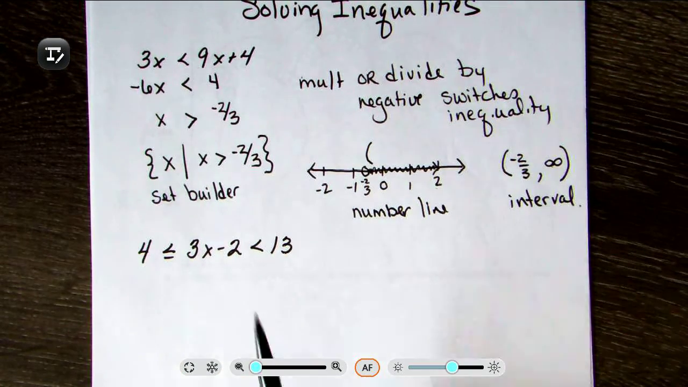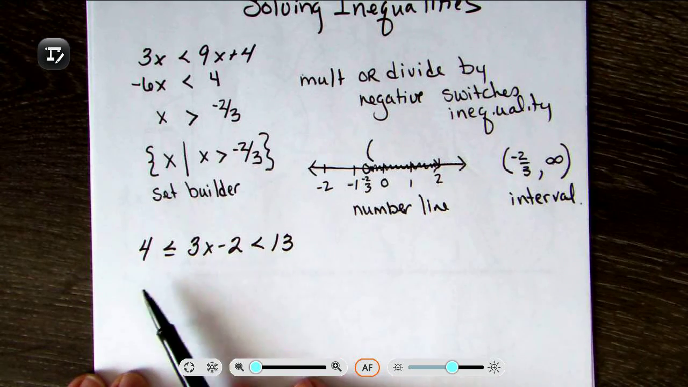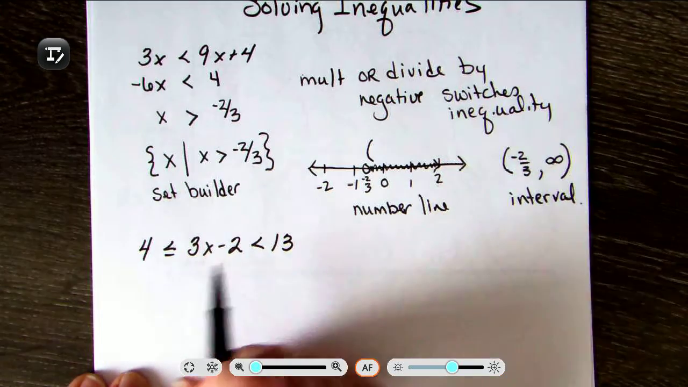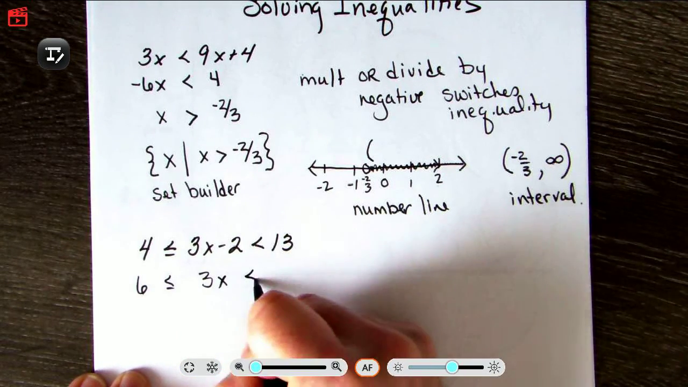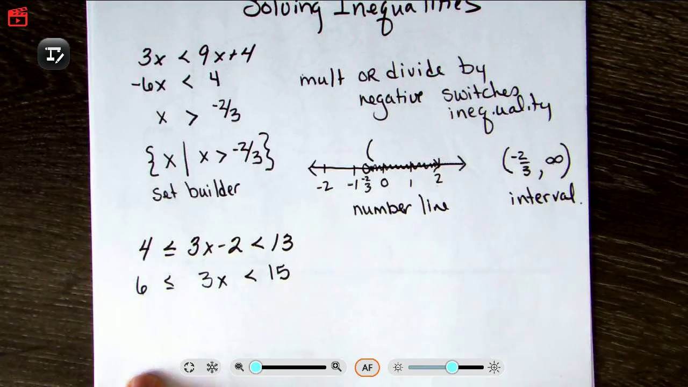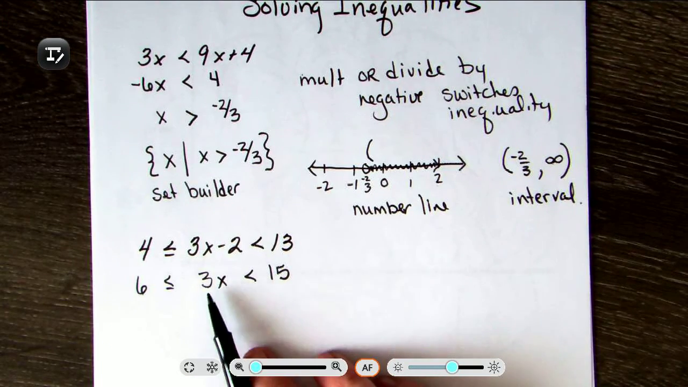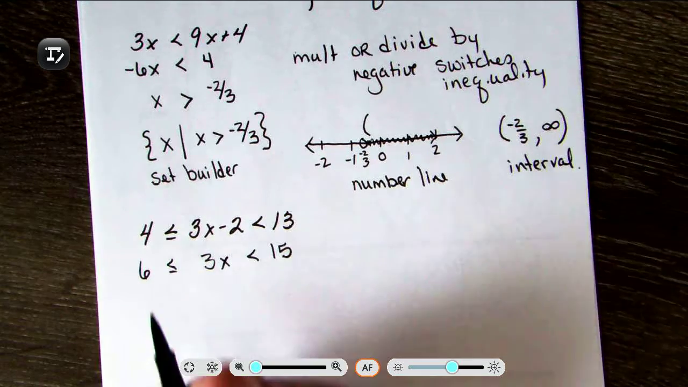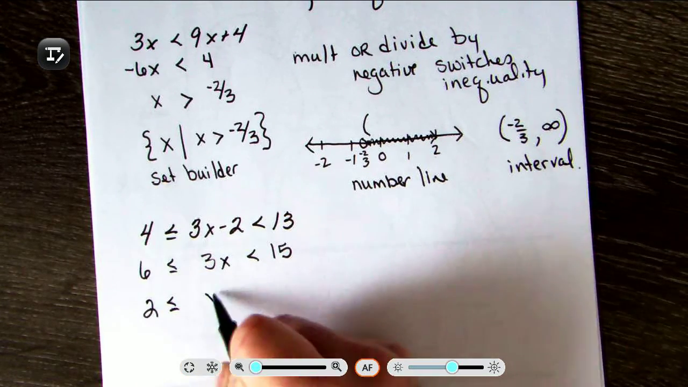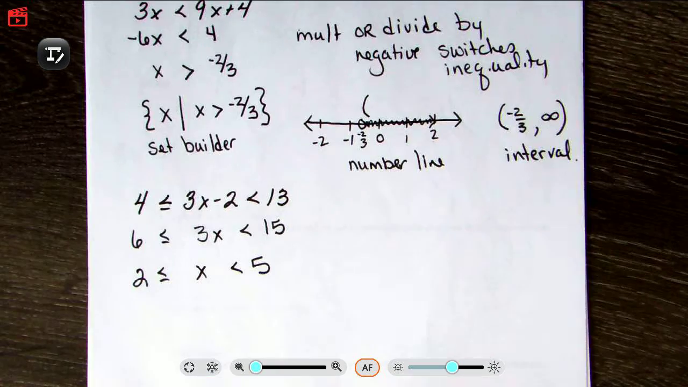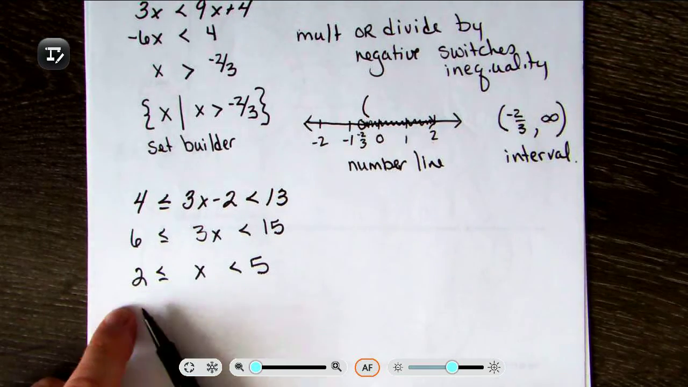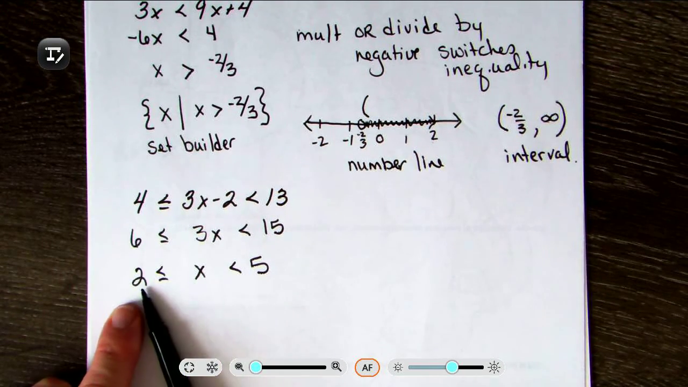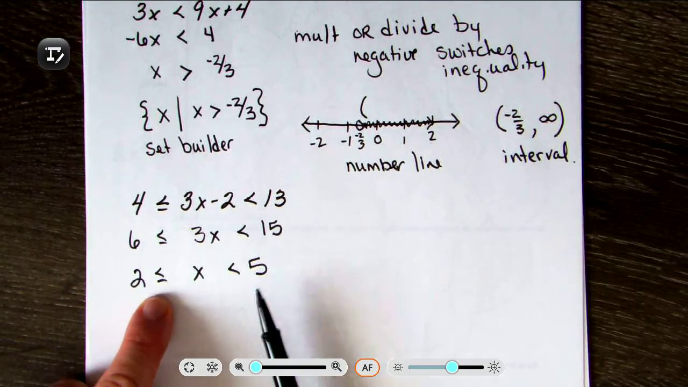So the first thing I'm going to do is add 2 to all of the pieces. So that's going to change the 4 to a 6 and that 13 to a 15. So I'm adding 2 to all 3 pieces. And then I'm going to divide by 3. And when I divide by 3, since it is positive, it does not change those inequalities. You'll also notice that the final statement makes sense, that x is somewhere between 2, including 2, not including the 5.